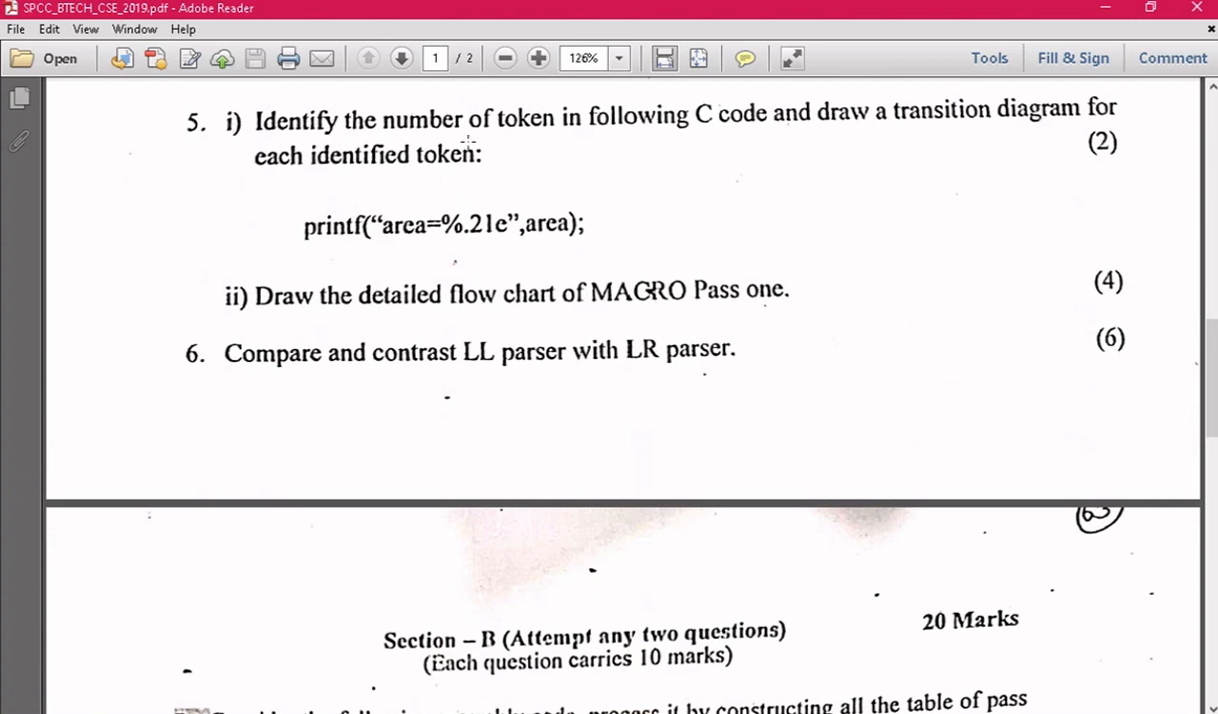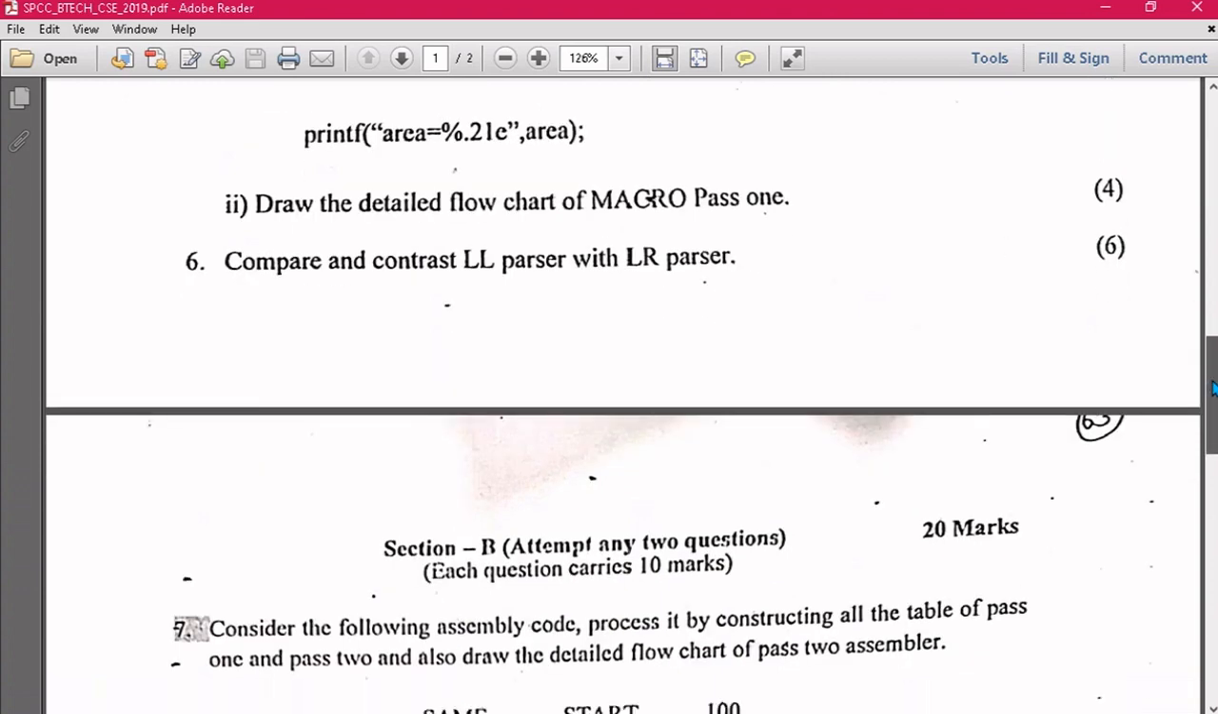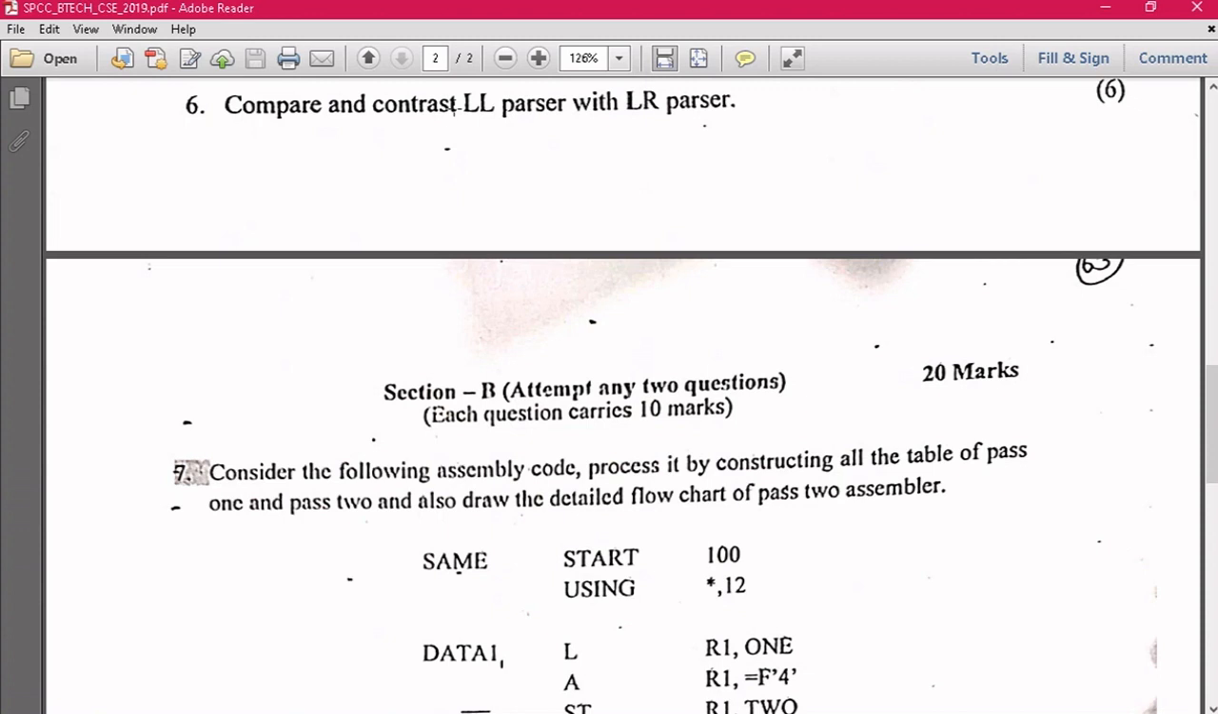Then the fifth question is you have to identify the number of tokens. As you know, the first phase of the compiler is lexical analysis, which breaks the code into tokens. So simply you need to find the total number of tokens here, and you also need to make the transition diagram for each identified token. Then the second part is you need to explain the flow chart of macro pass one. Again, macro pass is a very, very important topic. Then you need to compare the difference between LL parsers and LR parsers.